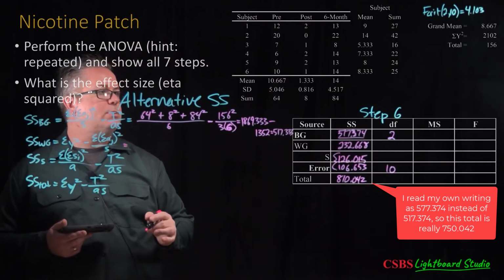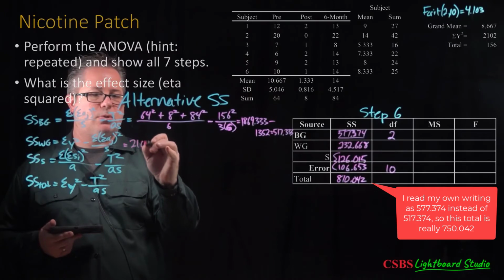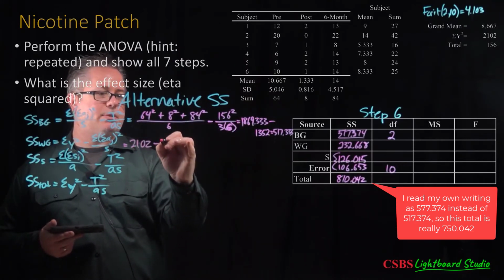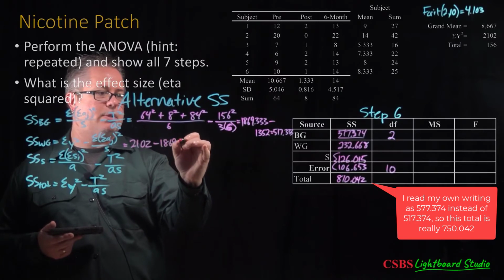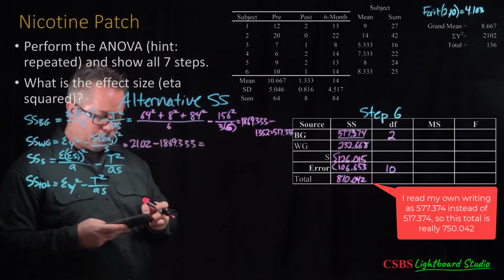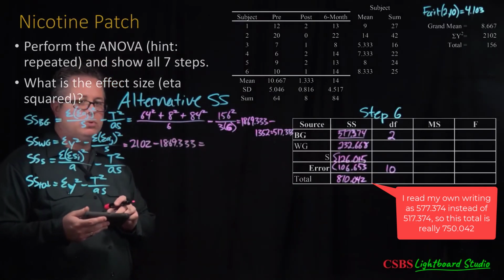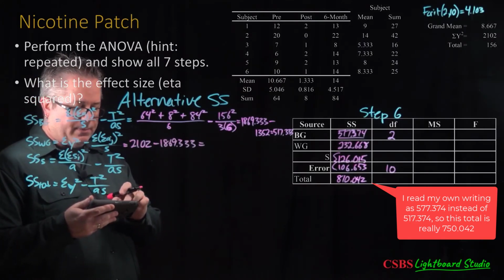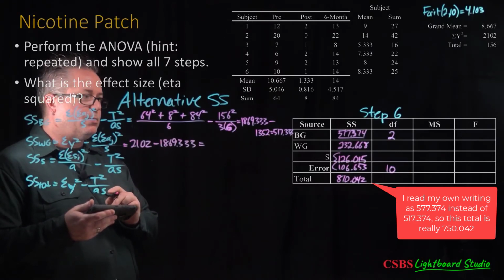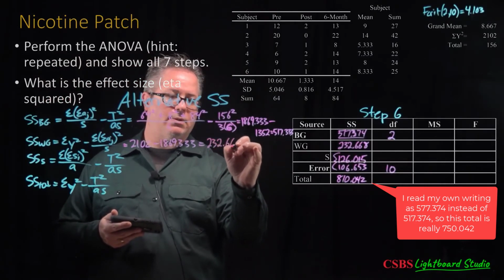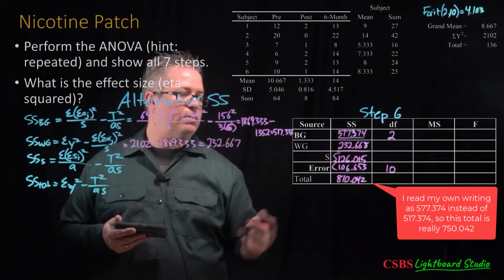Here, we already have those parts. The sum of Y squared is 2102 minus the thing we just found here that was based on A, right? So that is 2102 minus 1869.333 equals 232.667. Which matches up pretty nicely there.